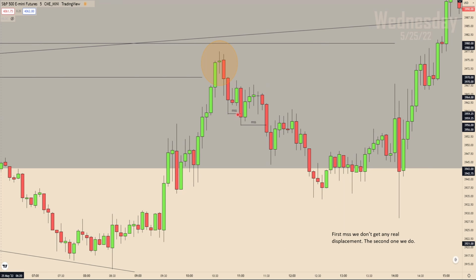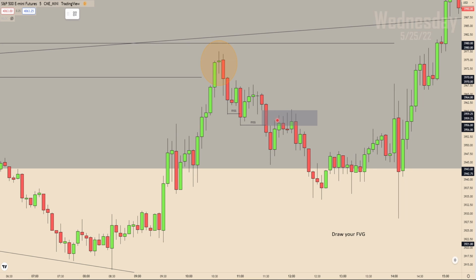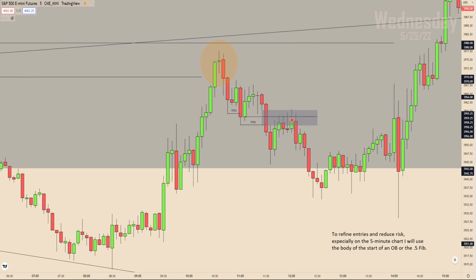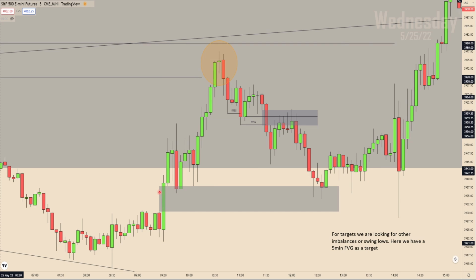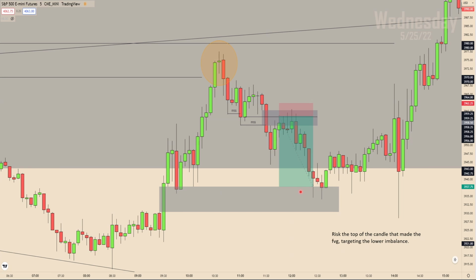We get this low taken out here. However, there's not really a lot of displacement, right? And then we get this low taken out here with quite a bit of displacement. Imbalance right there, and that could be your entry short. However, if you wanted to refine your risk a little bit, you could use the 0.5 fib or the start of this body of this order block here to go short. If you look, we have a 5-minute fair value gap here that was only partially filled, so we can target that area right there.